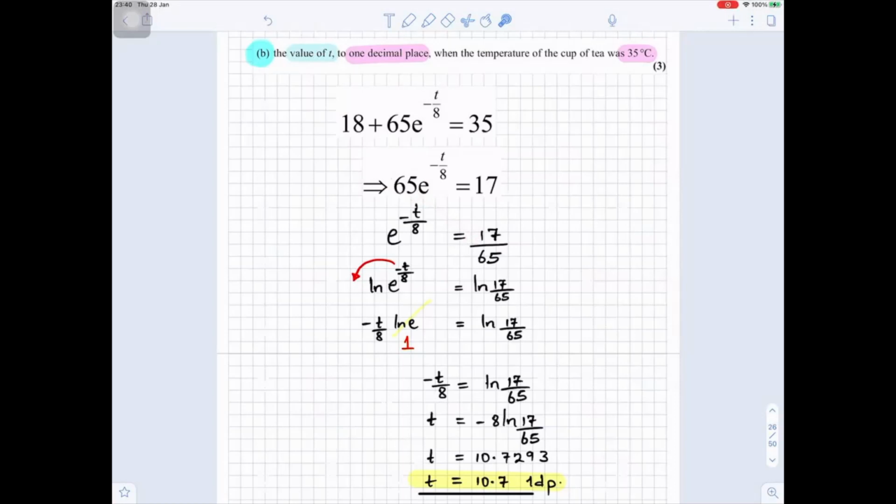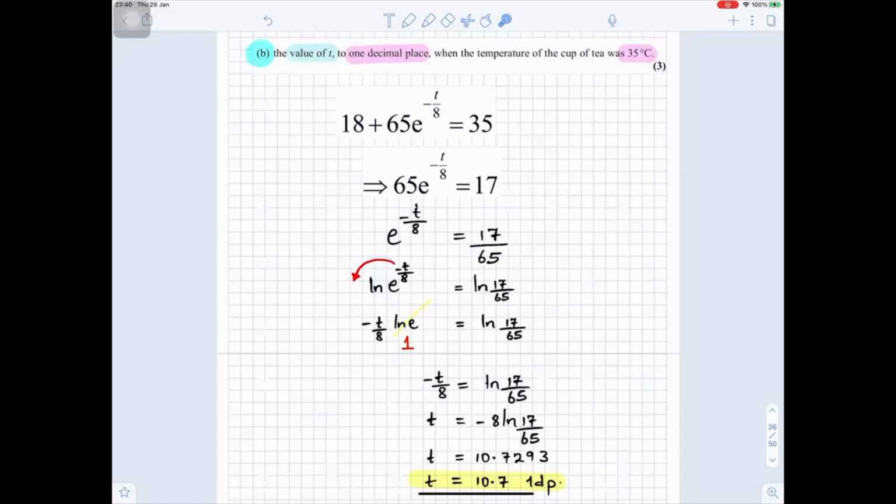17 divided by 65. Now we can use natural logs. So we put ln in front and put ln in front. Power to the front, minus t over 8 goes to the front. It becomes minus t over 8 ln e. So we are using the power to the front law.